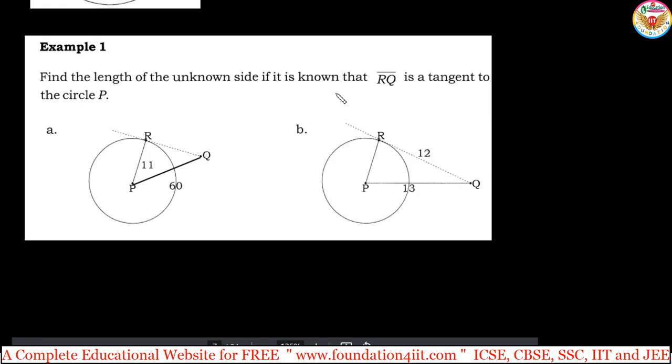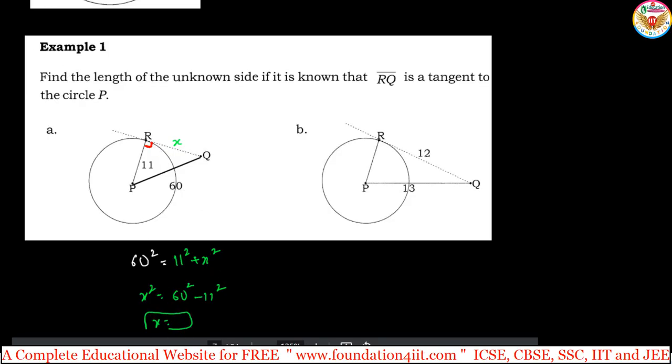Find the length of the unknown side, given that PQ is a tangent. So here is RQ. This is the tangent and P is the center. According to the property, this is 90 degrees, so perpendicular. So it's the Pythagoras theorem you can use here. PQ is 60, so 60 squared is the hypotenuse. Let the unknown be x. 60 squared is equal to 11 squared plus x squared. Using the Pythagoras theorem, 60 squared minus 11 squared, and you can find the x value. I'm not solving it fully. Just remember the property: radius and tangent are perpendicular to each other. From this you can find the x value.